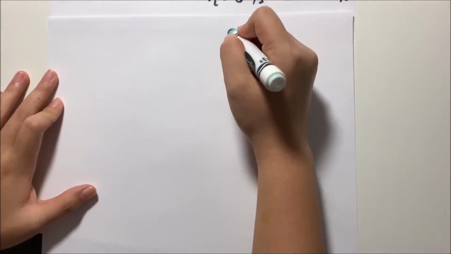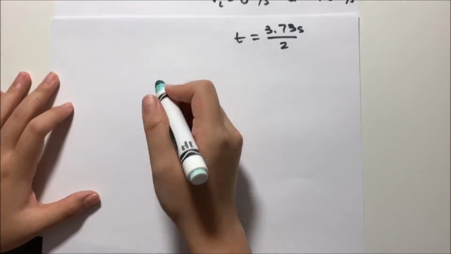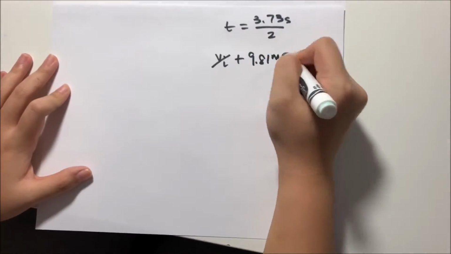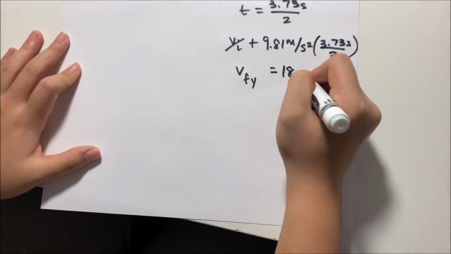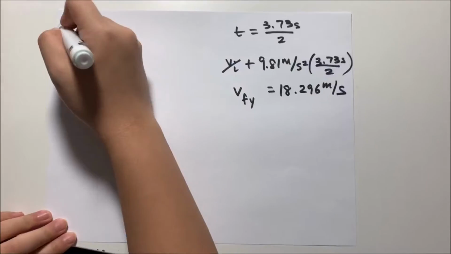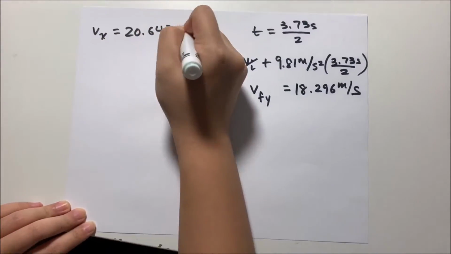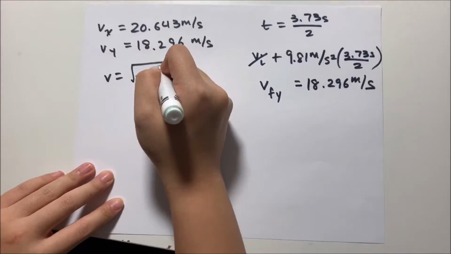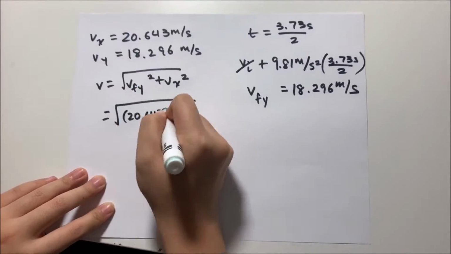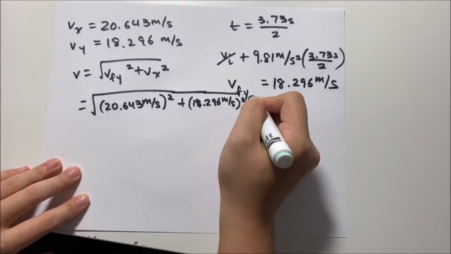Our time is half of 3.73 seconds because it takes the ball half of the total time to travel from the highest point to the ground. Plugging in, we get our final vertical velocity to be 18.296 meters per second. Since we found the vertical and horizontal velocities, we can find the velocity of the ball by finding the square root of the final vertical velocity squared plus the horizontal velocity squared. We get that the soccer ball moves at about 27.583 meters per second.